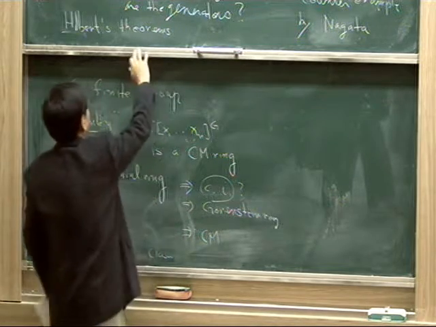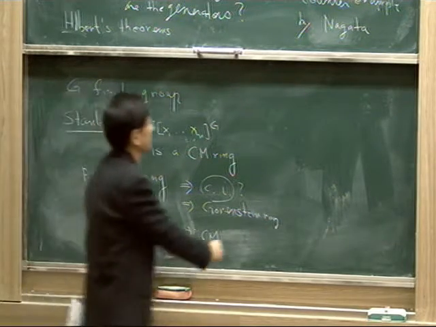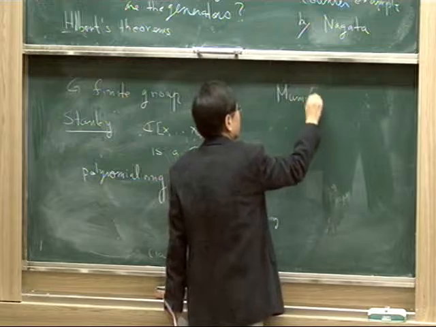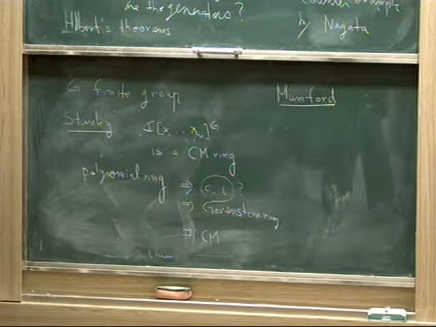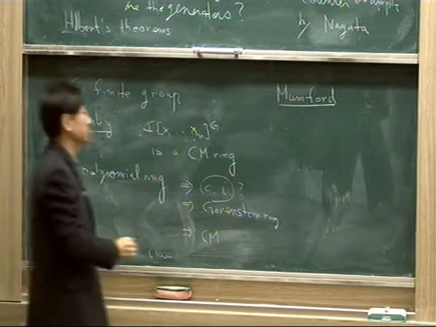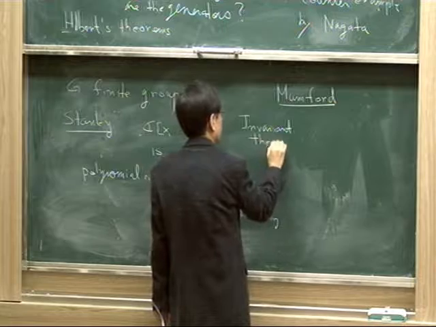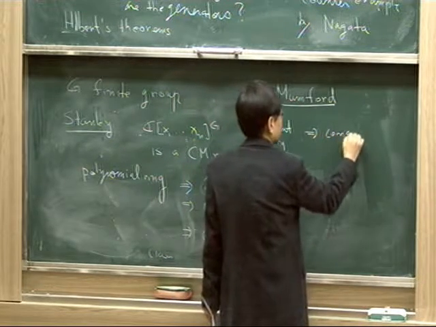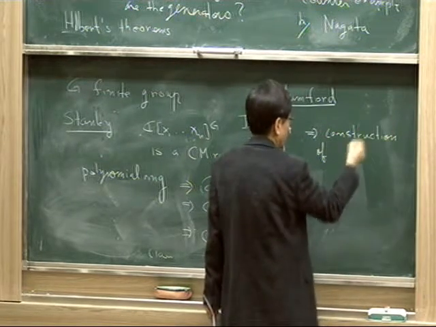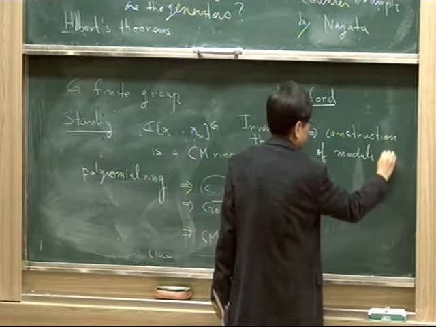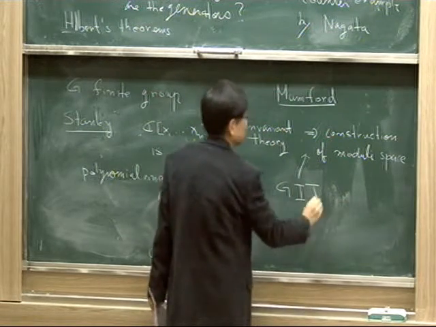So I very briefly introduced some classical invariant theory. Mumford was the first person to introduce this invariant theory to the construction of moduli spaces. He applied invariant theory to the construction of a moduli space, for example the previous P1 with 4 points. This is now called GIT, geometric invariant theory.